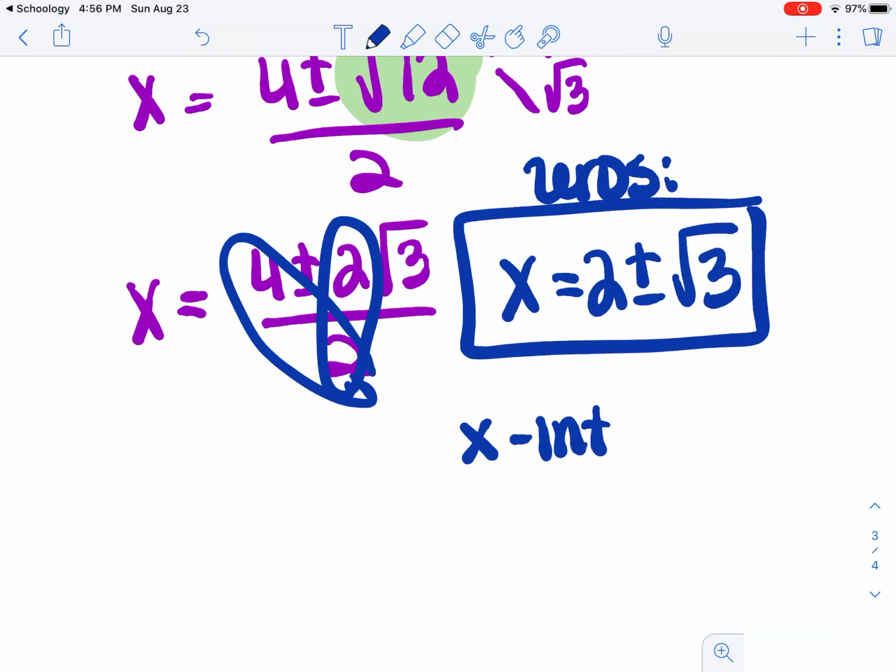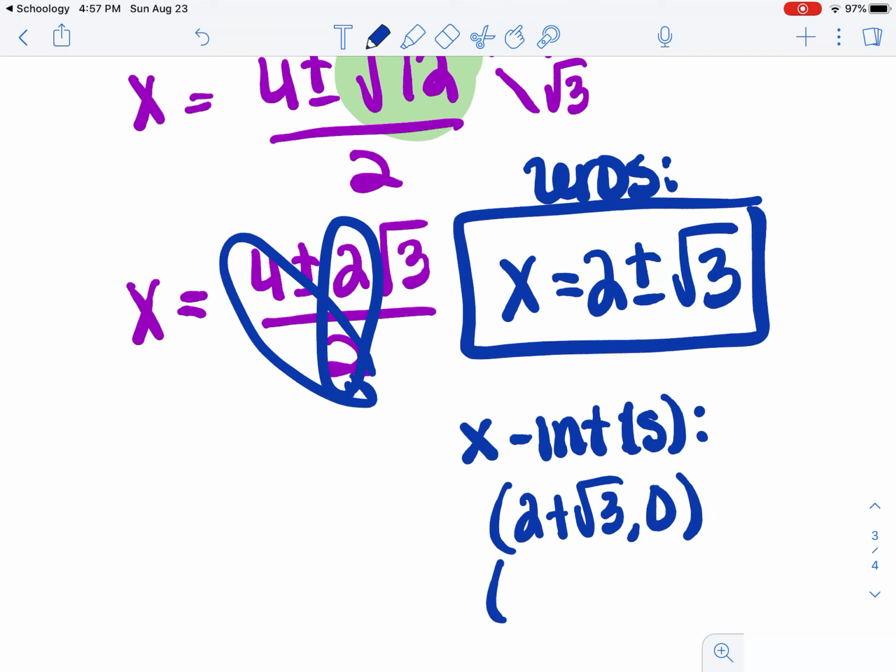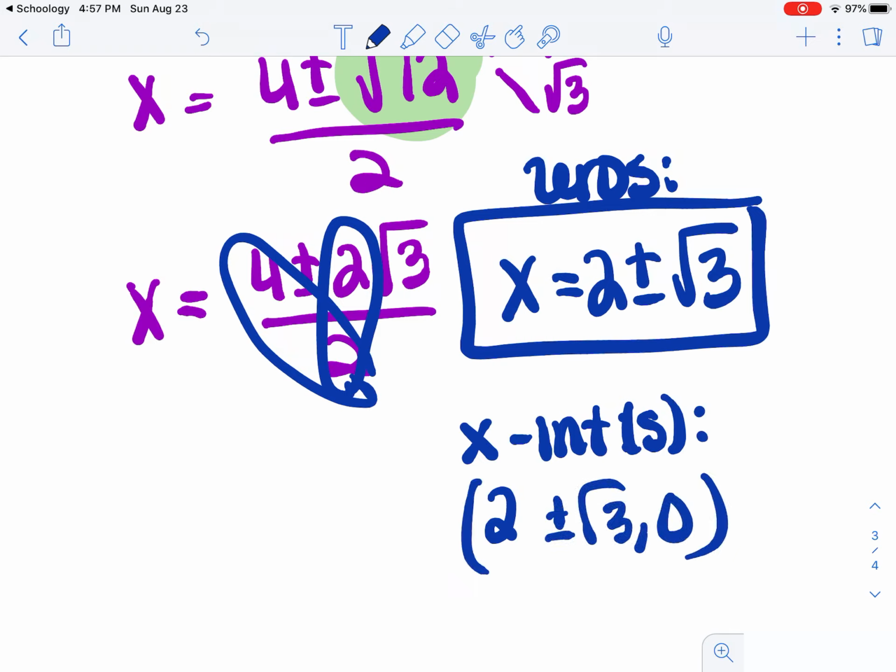And then your x-intercepts. You have 2 plus root 3, comma 0, and 2 minus root 3, comma 0. If you just want to write it as 2 plus or minus root 3, comma 0, I'm fine with that too.